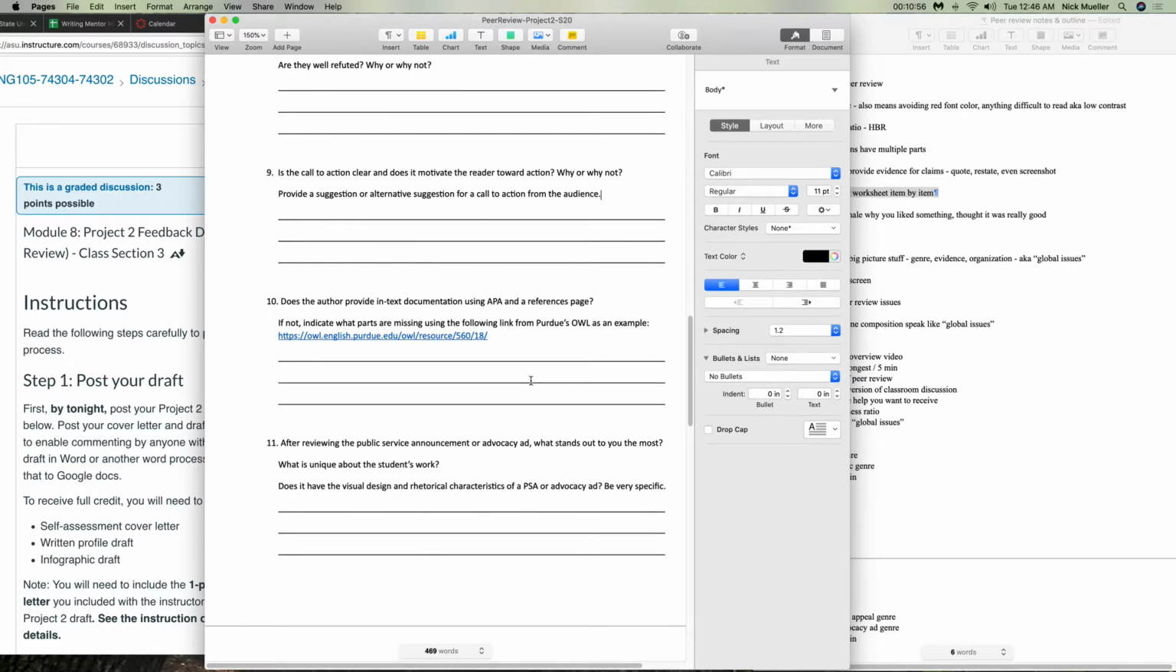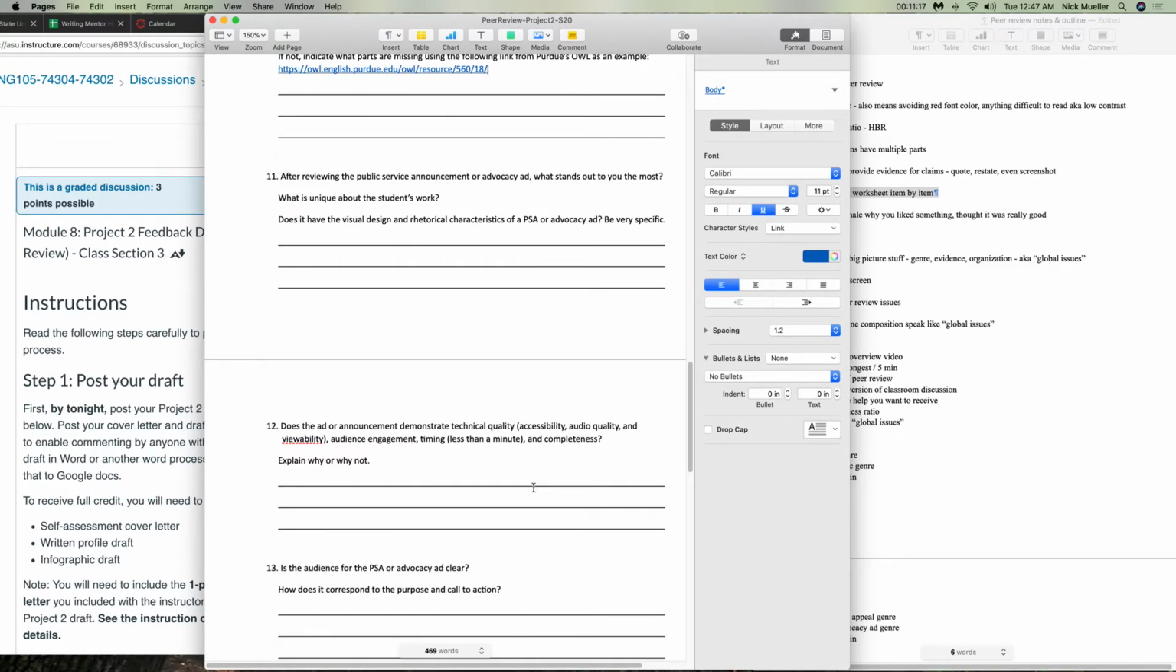Does the author provide in-text documentation? Again, yes or no, the light switch is on or off. If you've got questions about APA, by all means, reach out to your instructor, reach out to your writing mentor, reach out even to a writing center that's available for you at ASU.